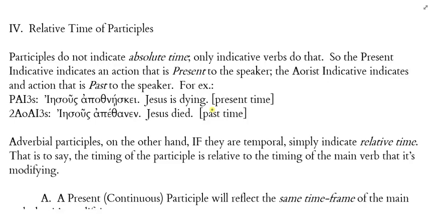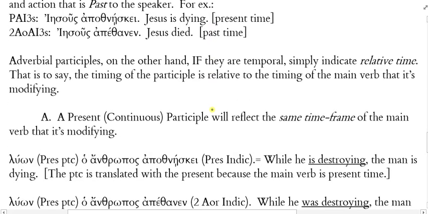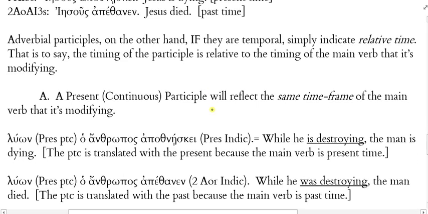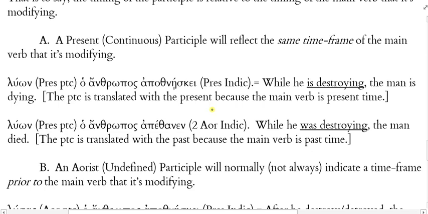Okay? Now, adverbial participles, if they are temporal, do not indicate absolute time. They indicate relative time, which is to say that the timing of the participle is relative to the timing of the main verb that it's modifying. So a present stem participle, or as Mounce calls it, a continuous participle, will reflect the same time frame of the main verb that it's modifying. So if you look at our example here, I have luon, which is a present stem participle, ho anthropos apathneske, which is a present active indicative form of apathnesko. The man is dying. Okay?